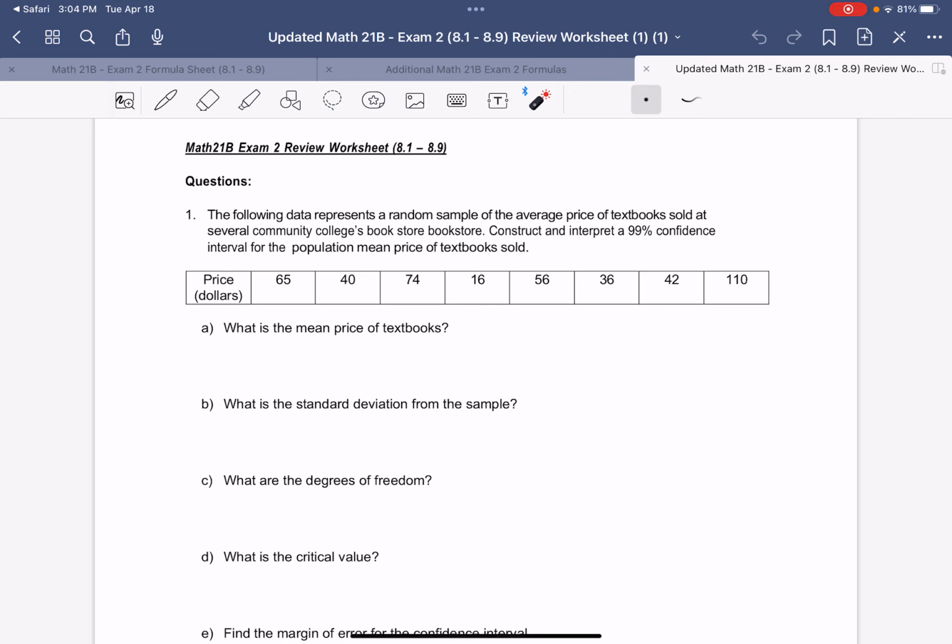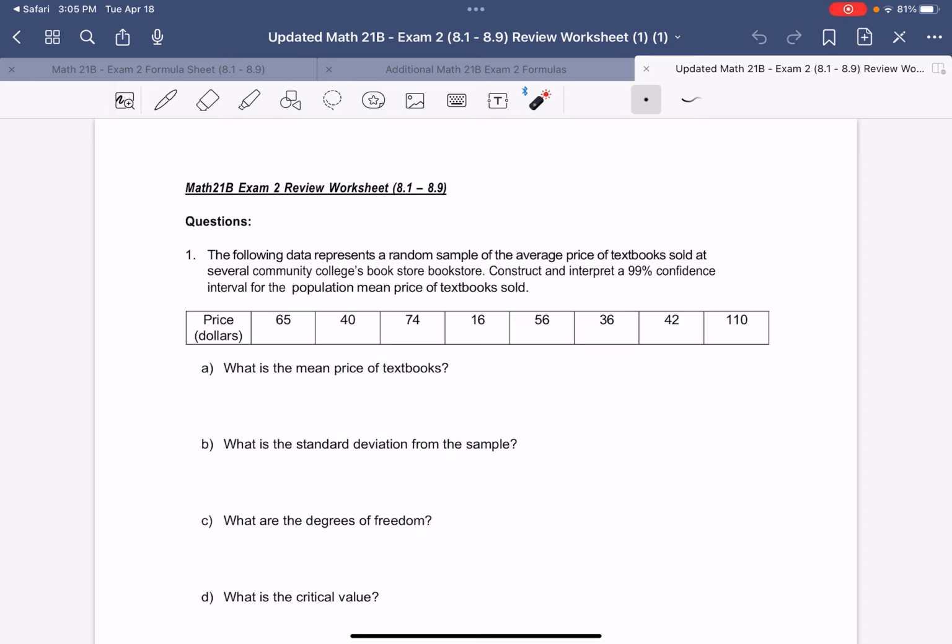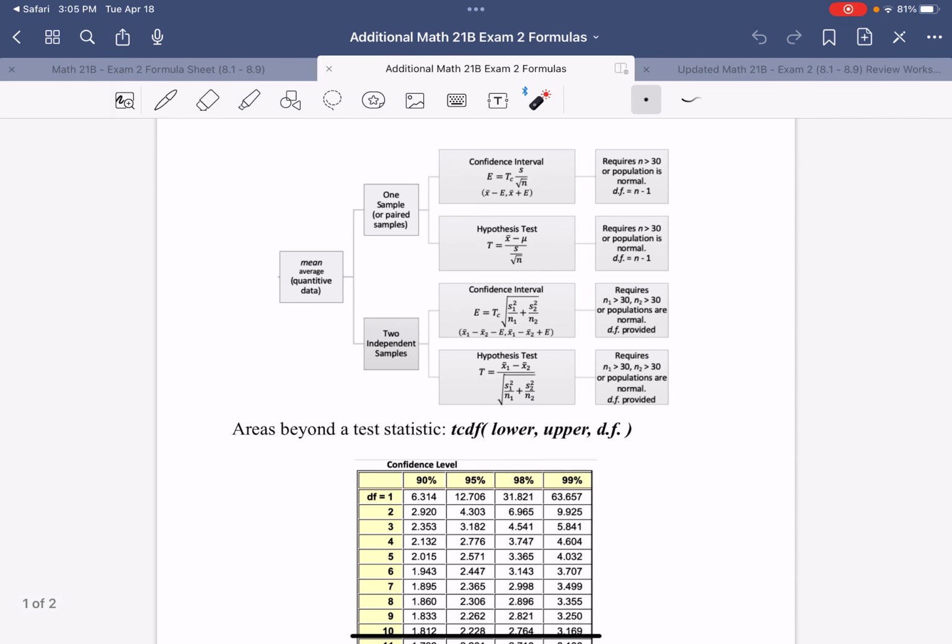They are in no particular order though, so part of what we're going to do in this review is practice identifying which one it is. I am going to be utilizing this formula sheet as we're going through them, so feel free to have that handy.